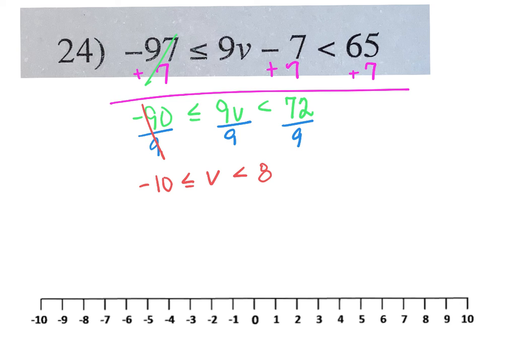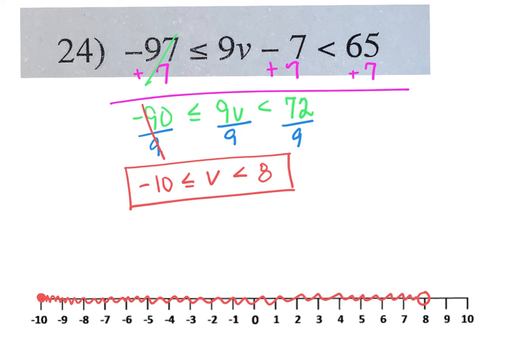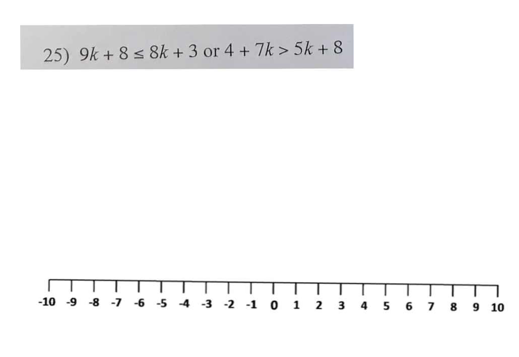8. All right. And so when it's already written like this, your answer will naturally come out like that with it all together. And so you can see 10 is going to have a closed circle. 8 is going to have an open circle. And I'm going to graph everything in between those two. So that's what my answer would look like. You're just going to solve these individually.